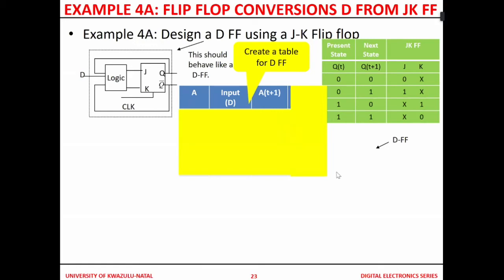Okay, so you want the functionality of a D flip-flop. So you have 0, 1, 0, 1, and all the 0, 0 of the present state. Remember, the next state of a D flip-flop is just what is at the input. So this and that will be the same.